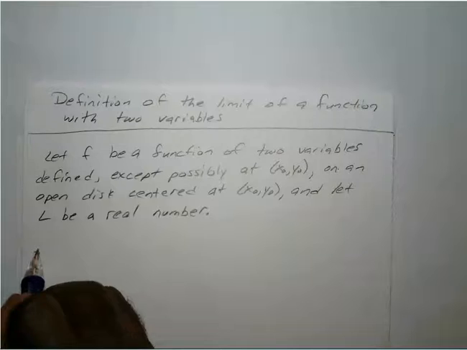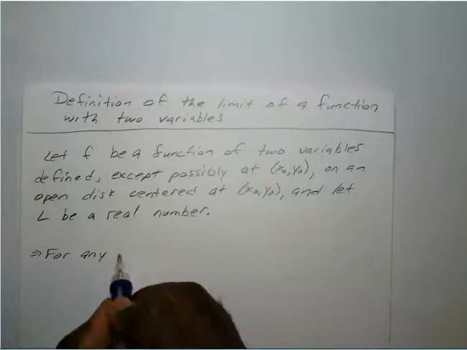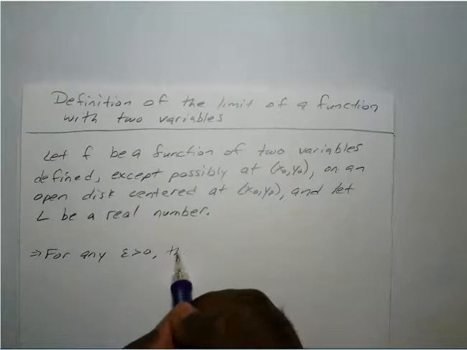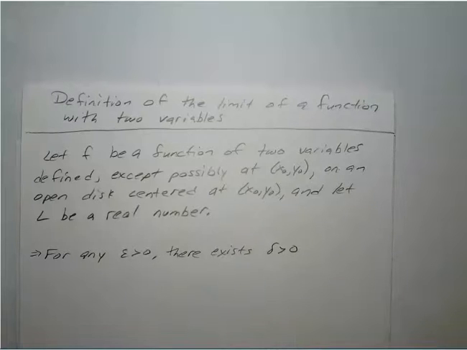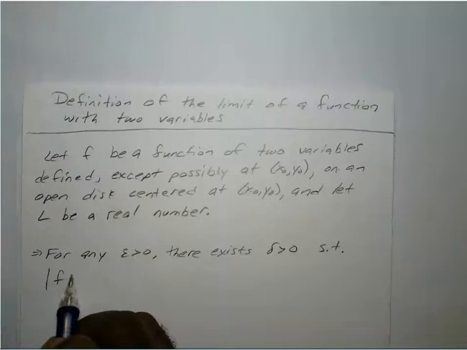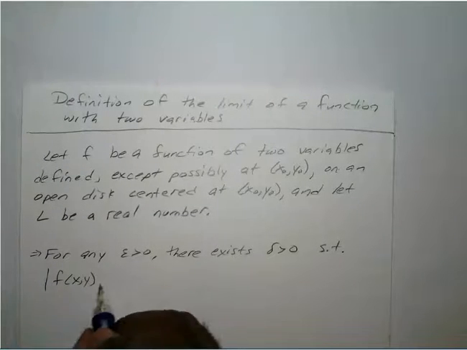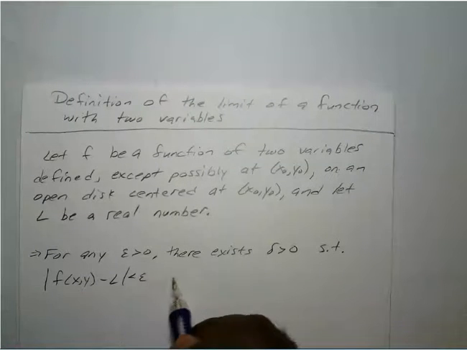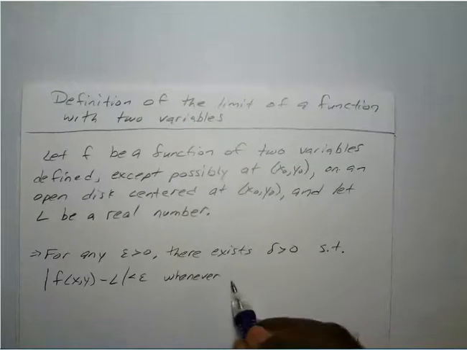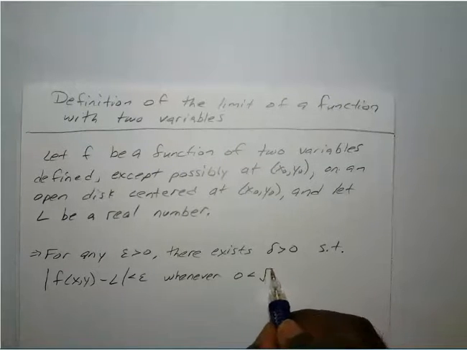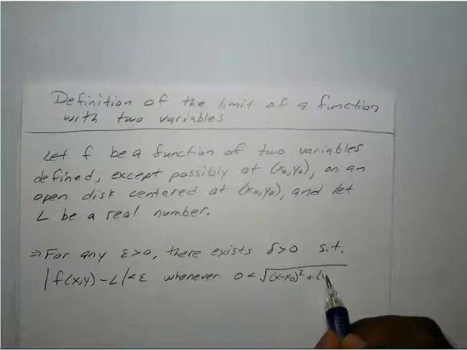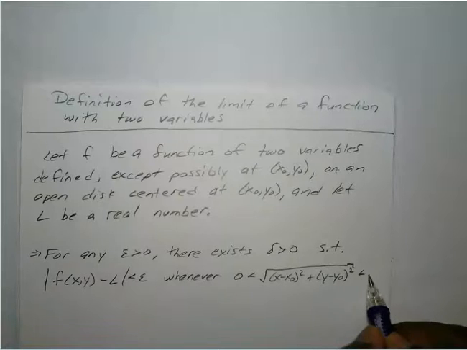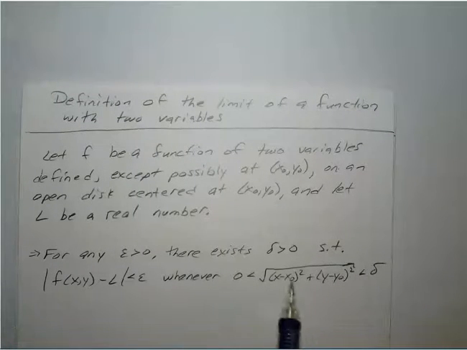Okay, so that means for any epsilon greater than 0, there exists a delta greater than 0 such that the absolute value of your two variable function minus your limit is less than epsilon whenever 0 is less than the square root of x minus x0 squared plus y minus y0 squared, which is less than delta. Remember, that's just your distance formula.